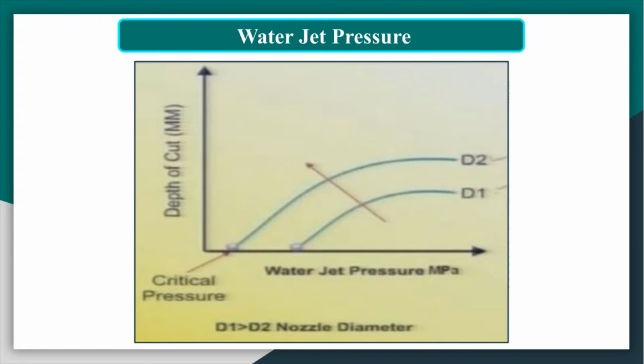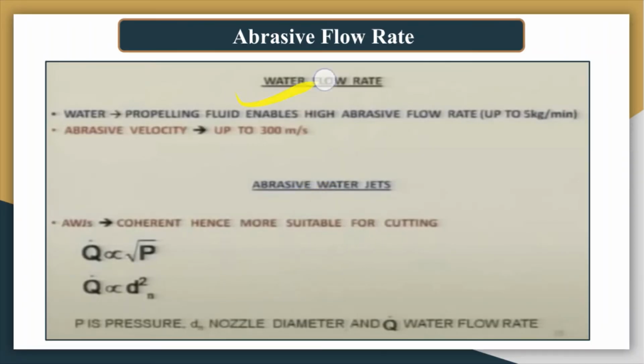If you see here, water flow rate means water is the propelling fluid that enables high abrasive flow rate, and the flow rate you can have is as high as 5 kilogram per minute. Abrasive velocity is normally kept at 300 meter per second, and the abrasive water jet is coherent, hence more suitable for cutting. This is much more coherent as compared to the abrasive jet machining process.